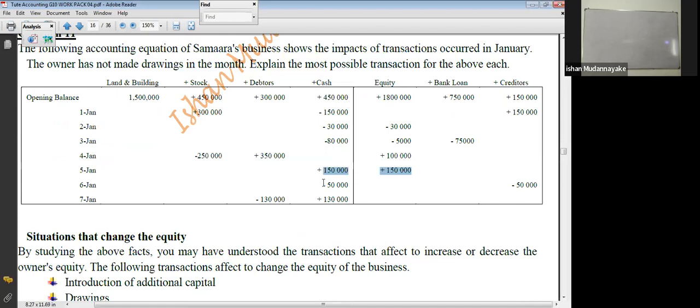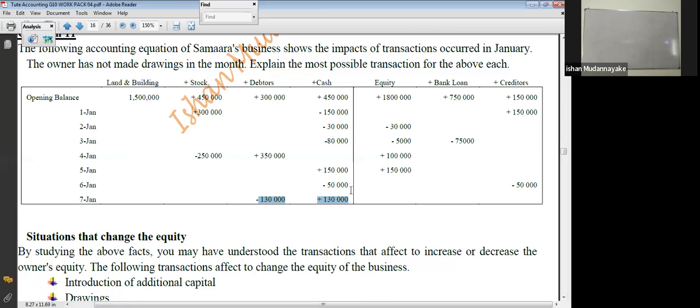6th January, what is 6th January? Pay 50,000 to creditors. Seventh one, received 130,000 from debtors. Received 130,000 from debtors. Okay, that's clear. Done.